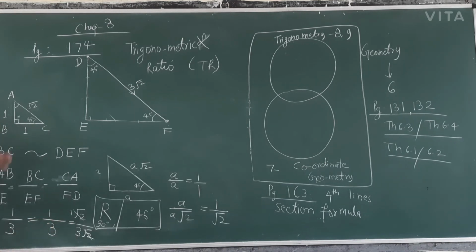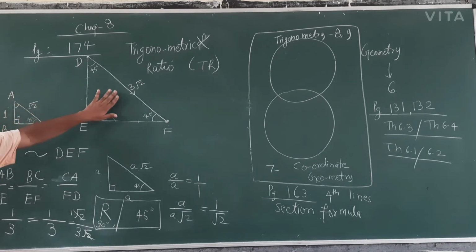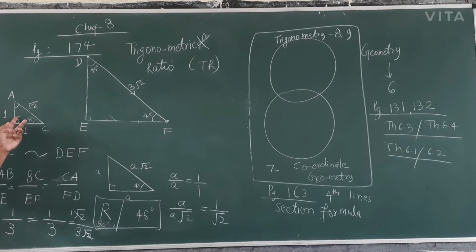Means we may say this triangle is 3 times of this triangle. Or you may say this is 1/3 of this. We have two methods to say it. This triangle is 3 times of this. So in the ratio, you may say also DE upon AB means 3 ratio and the inverse ratio. Okay, so come on.